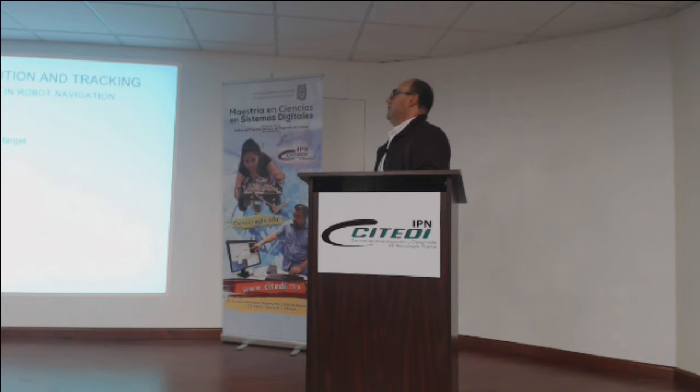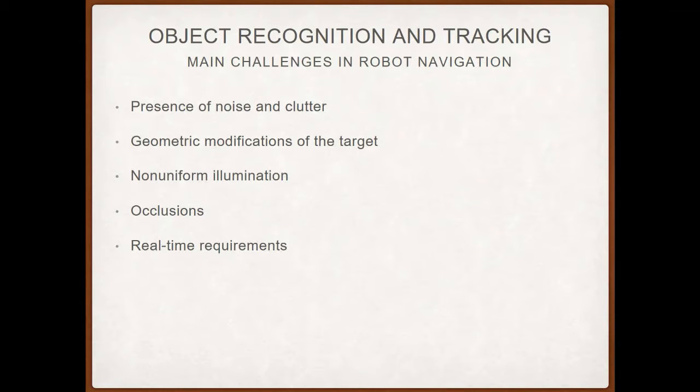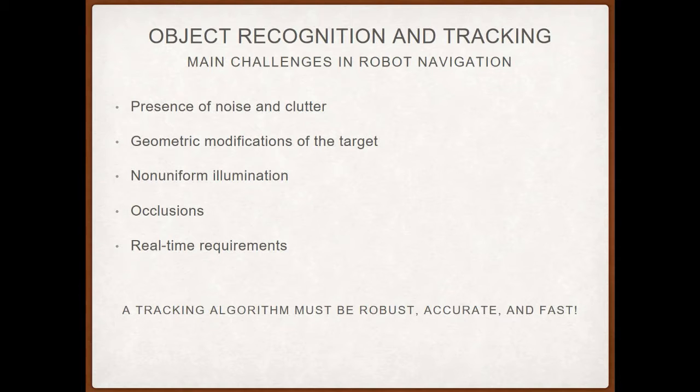So for the task of object tracking, there are many challenges that we need to deal with in order to design or to create an efficient and useful algorithm. For instance, the presence of noise and of non-uniform illumination, occlusions, and also real-time requirements. So a tracking algorithm must be robust, accurate, and fast.